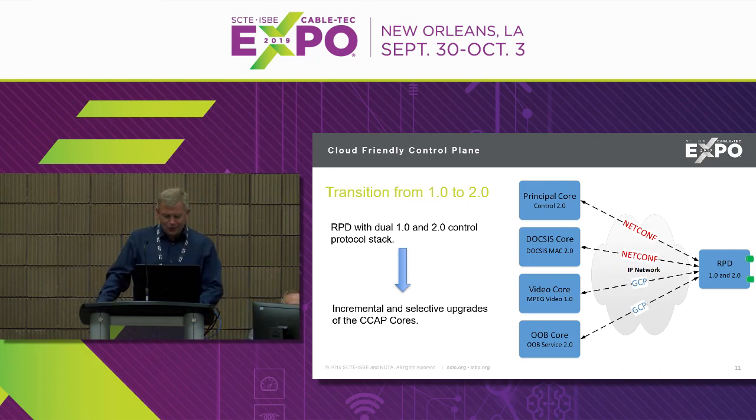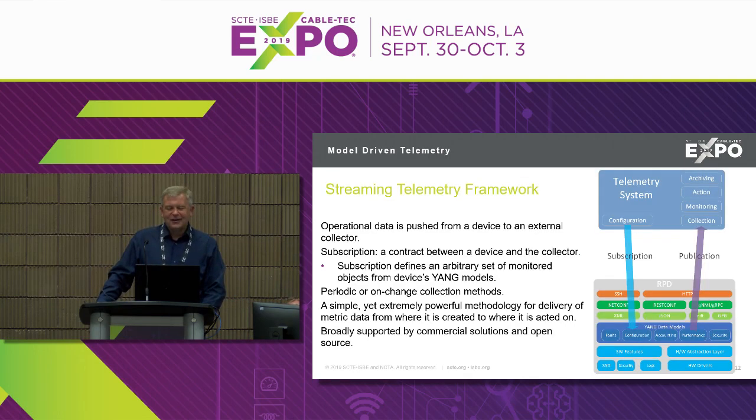5 minutes. Right. We're almost done with the cloud-friendly control plane. The second architectural option is model-driven telemetry. This is where the entire network industry is going. It's transitioning from query-based SNMP towards push model and streaming data. So once we have the Yang models on the RPD, it's really a no-brainer to implement a streaming telemetry out of it.